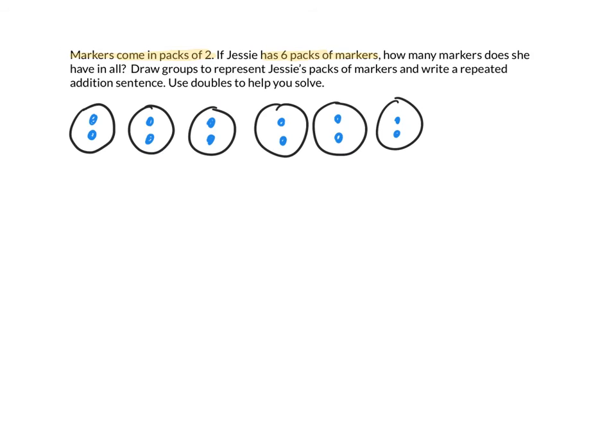So I've already done now the first part of my problem that it asked me to do, which it said right here, draw groups to represent Jessie's packs of markers. That's what this is. So check, did that. Okay. Then the next part, write a repeated addition sentence. Okay. So now I need to come up with a way to show this with repeated addition. So I see 2 plus 2 plus 2 plus 2 plus 2 plus 2 equals blank.